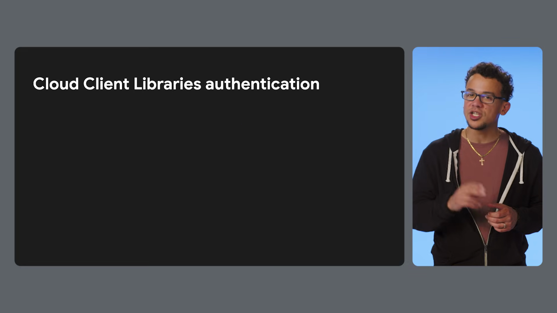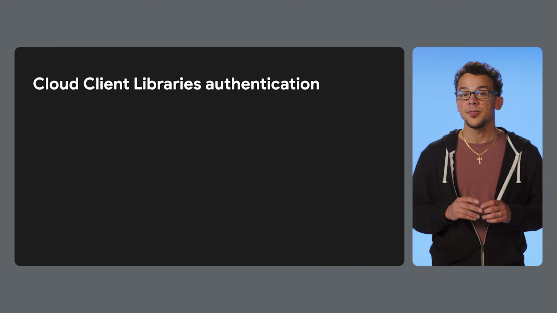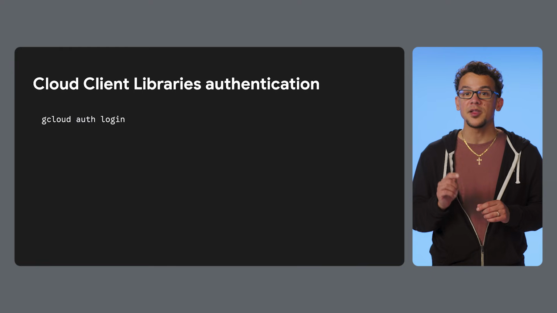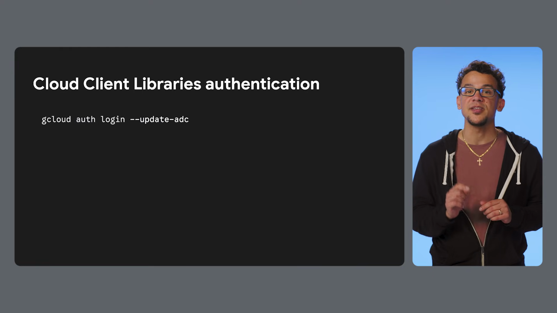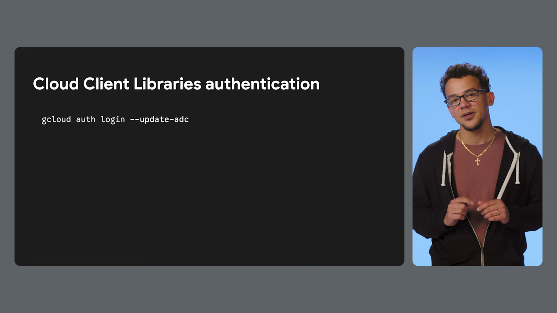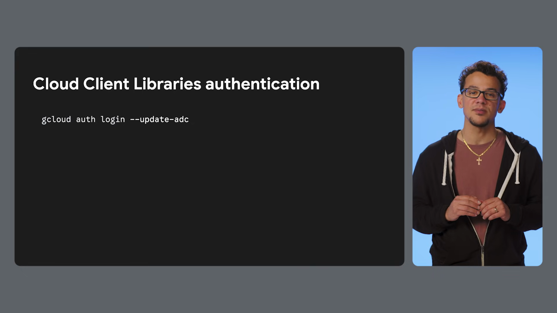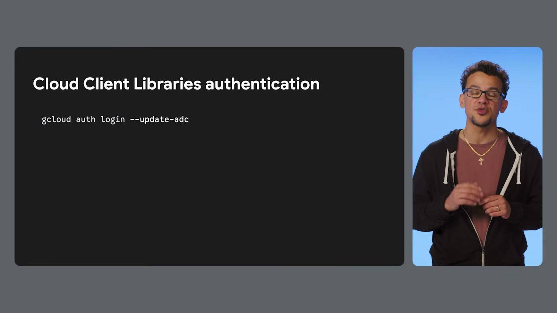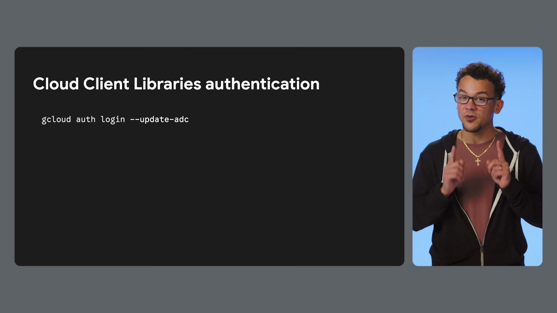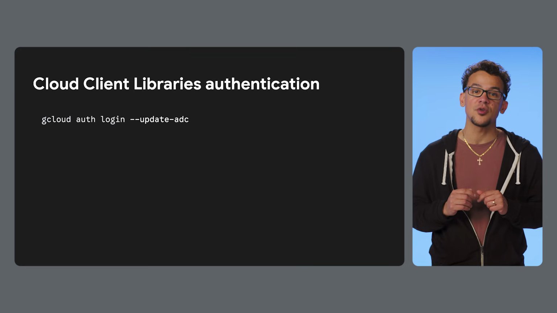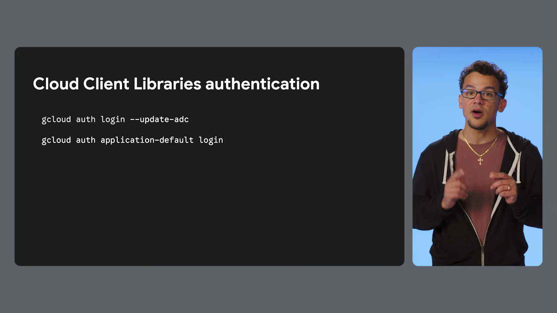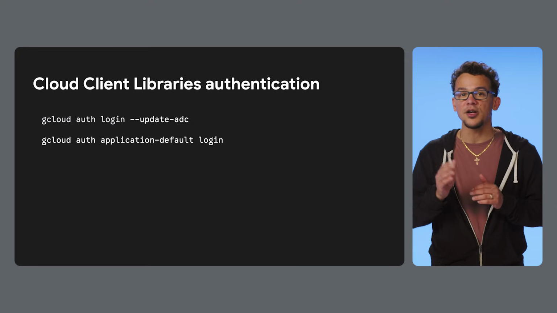Now, there are two gcloud commands that let you do that. The first is gcloud auth login, but it has to have the update ADC flag. Without that flag, this command will have no effect on your application default credentials. Instead, it authorizes access for other gcloud CLI commands used to manage your cloud resources from your terminal. The second and preferred command for getting application default credentials is gcloud auth application-default login.